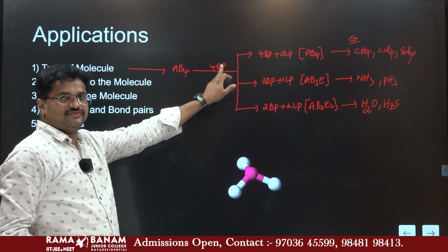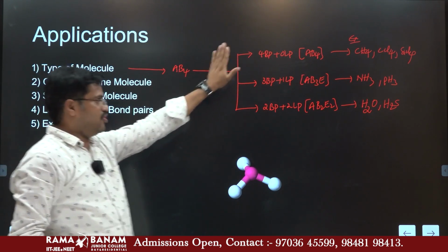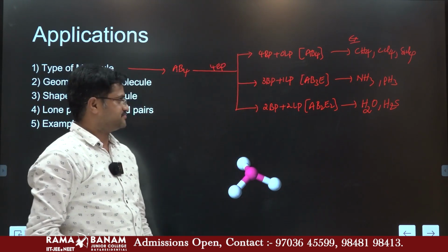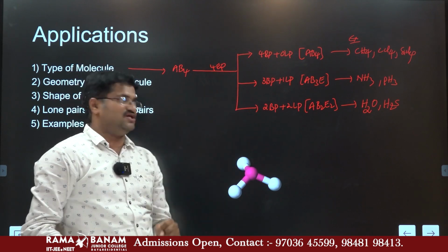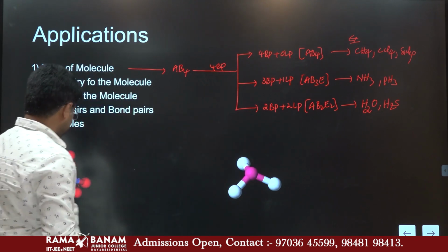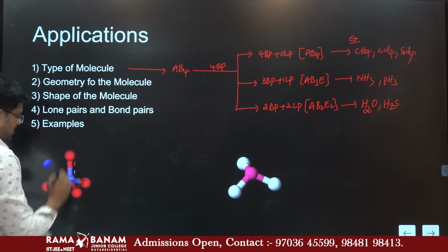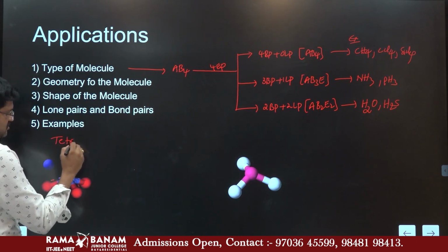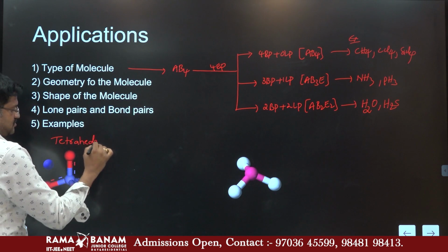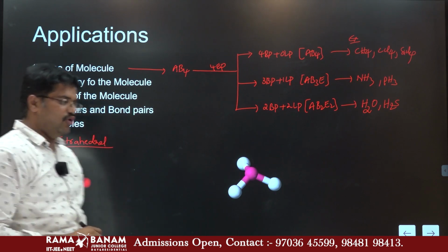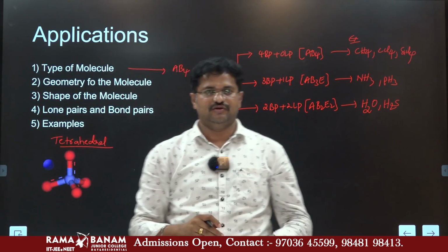Out of 4 electron pairs, 4 bond pairs and 0 lone pairs. The expected geometry is tetrahedral geometry. Tetra means 4, and hedral refers to faces.